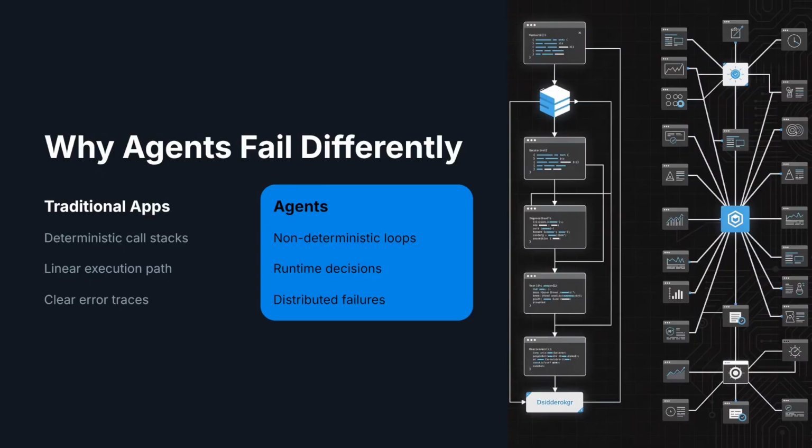The reason agent debugging is so different comes down to one thing: non-determinism. In a traditional application, if something breaks, you get a stack trace that points you to the exact line, but agents make decisions at runtime. The LLM chooses which tool to call, what arguments to pass, and how to interpret the result. So a failure might not be a crash at all. It could be the LLM picking the wrong tool, hallucinating an argument value, or misinterpreting a tool's response. The bug is distributed across multiple steps, and without visibility into each one, you're essentially guessing.